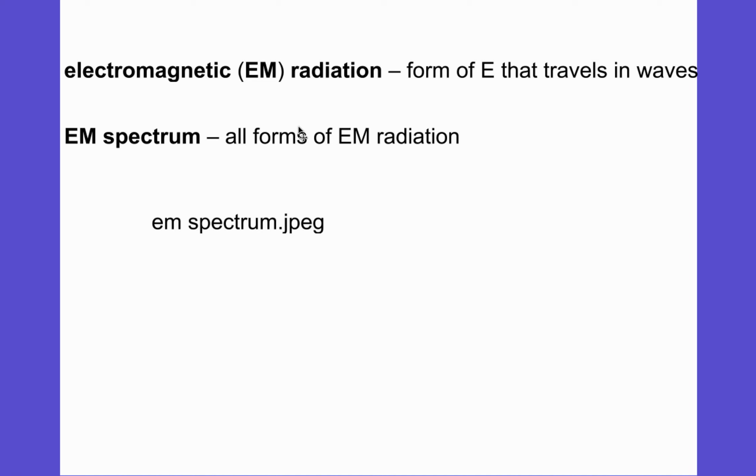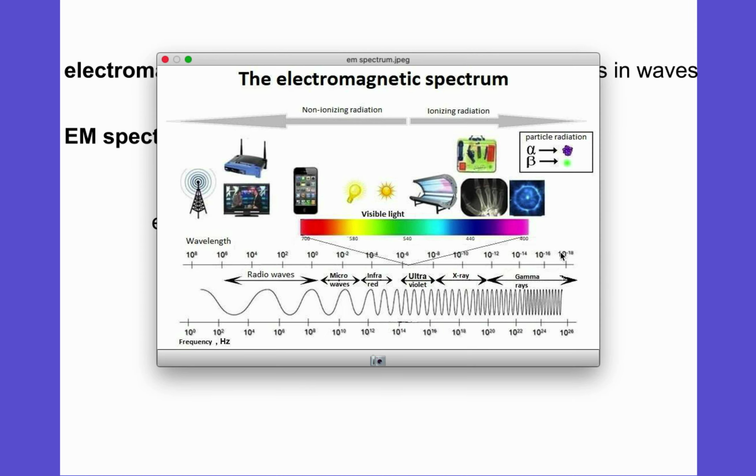It's a form of energy that travels in waves. There's a spectrum of all of the types of electromagnetic radiation that I can show you in a picture. You may recognize this from Mr. Hagg's class, possibly, a poster of this. You can see that as you go from the left-hand side to the right-hand side of this picture, the waves tend to get smaller and smaller. So I have radio waves over here on the left, and I have gamma rays all the way over here on the right.